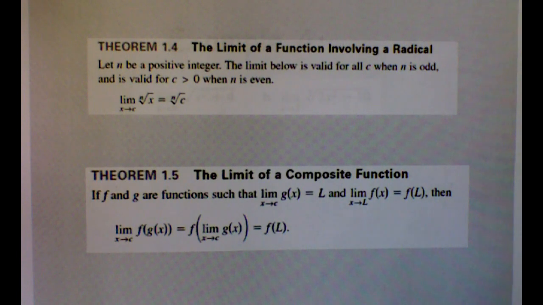The limit of a composite function also works that way. If f and g are functions such that the limit as x approaches c of g of x equals L, and the limit as x approaches L of f of x equals f of L, then the limit as x approaches c of f of g of x is f of L. Basically, the plugging in, again, direct substitution.